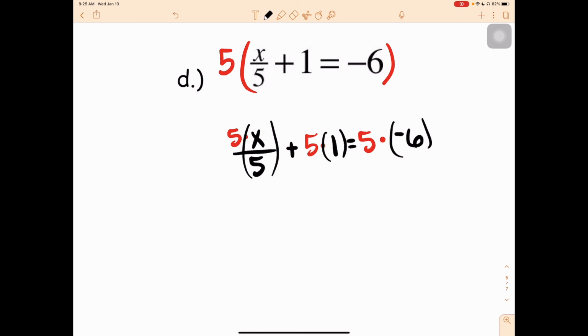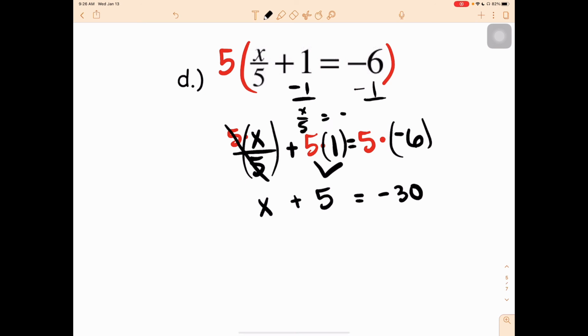So 5x over 5 is just 1x. These 5 over 5 is just equal to 1. So we have x, 5 times 1 is 5, right here, equals 5 times -6 is -30. So now this one is way nicer looking than the other one. Now we could have subtracted 1 from both sides up here. You would have gotten x over 5 equals -7, and then you could have multiplied both sides by 5, and you would get the exact same answer. But again, you can multiply the entire equation by some number to make the whole equation a lot easier to work with. So now here, my last step, sorry, I forgot to draw my line, is to subtract 5 on both sides.